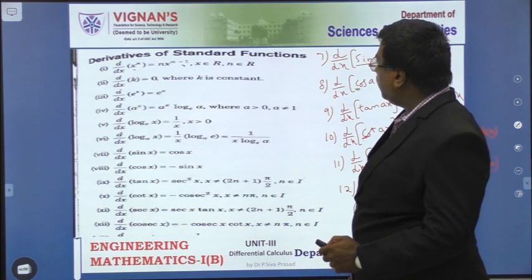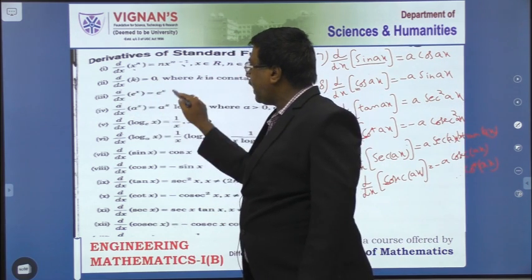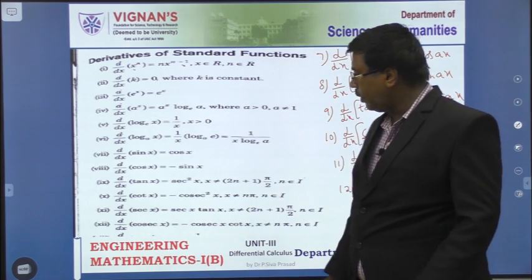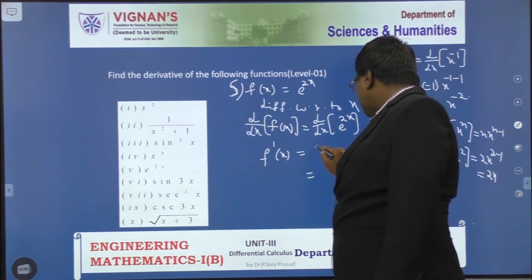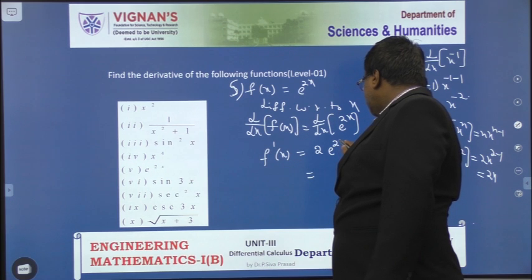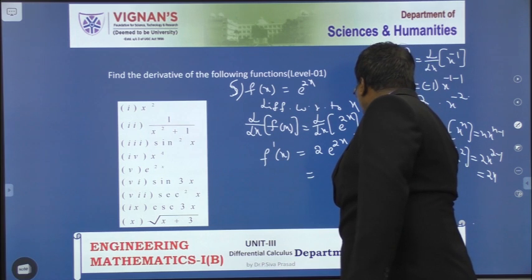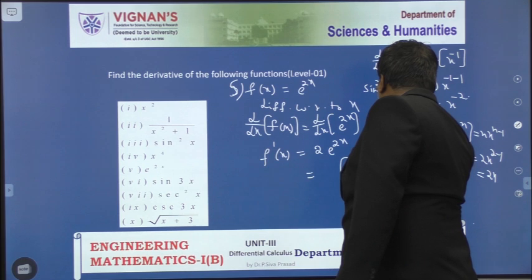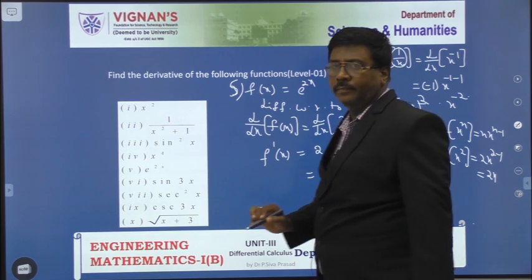What is the formula I have to learn? That is d by dx of e power ax is equal to a into e power ax, that is already to be practiced by you. So then, in place of a it is 2, therefore this is 2 into e power 2x. This is the formula that you have to learn: d by dx of e power ax is equal to a into e power ax.